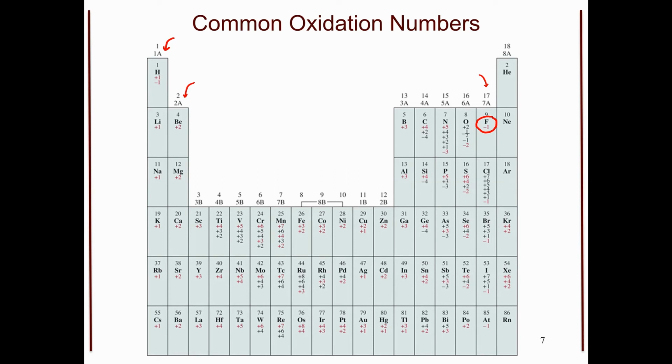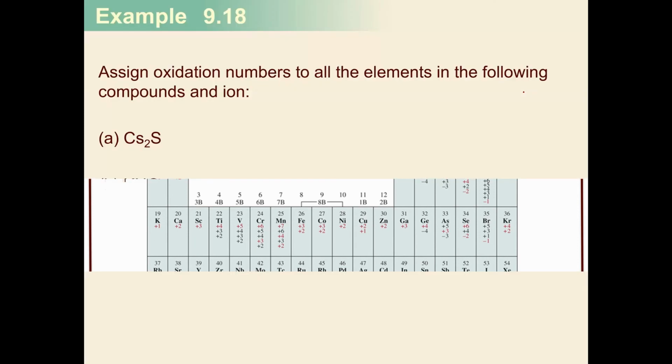state. So what we need to do is work really hard on a few examples trying to figure out what species we have and what oxidation numbers we can calculate. So let's go ahead and try this example. Assign oxidation numbers to all of the elements in the following compounds and ions.